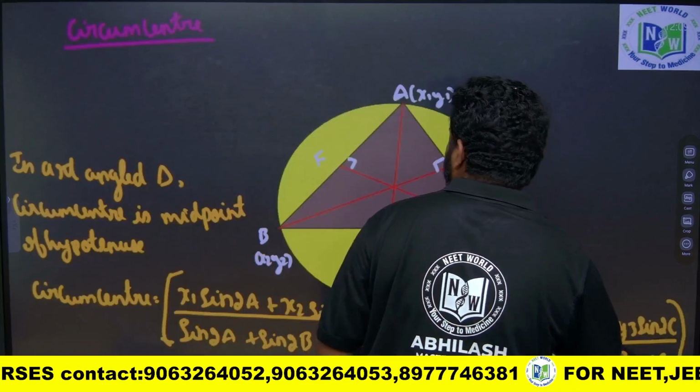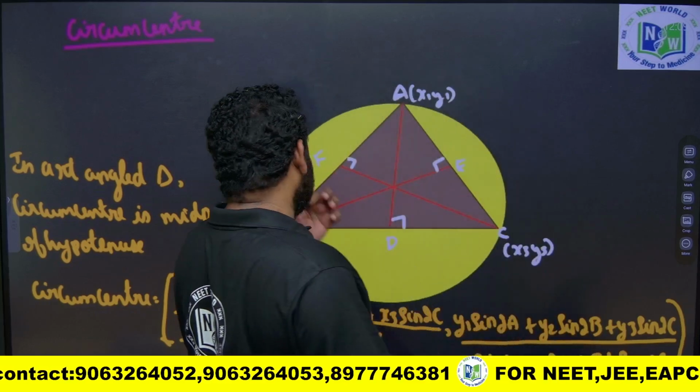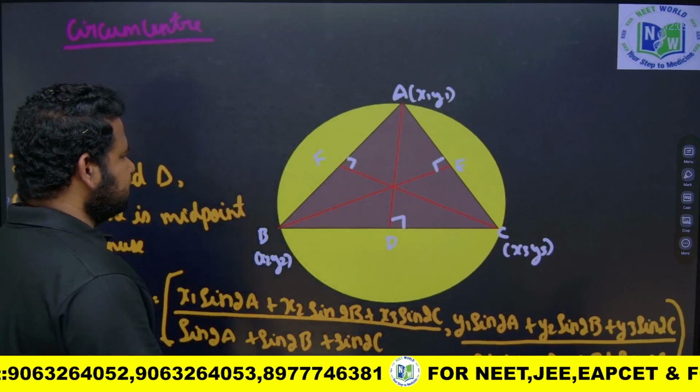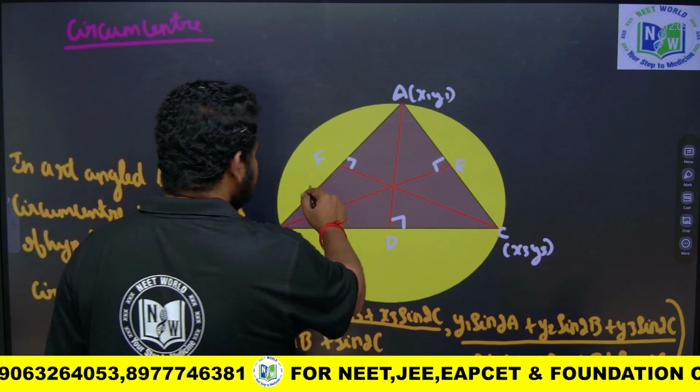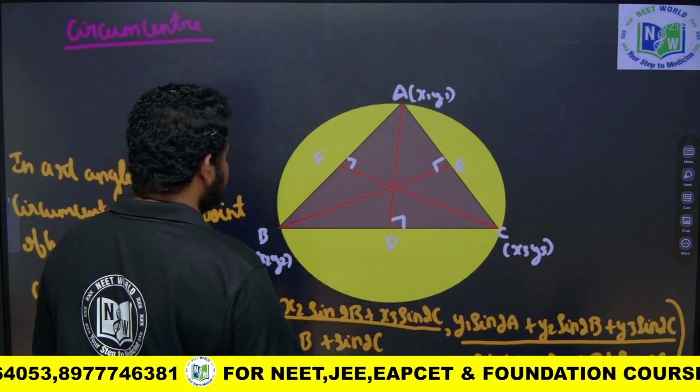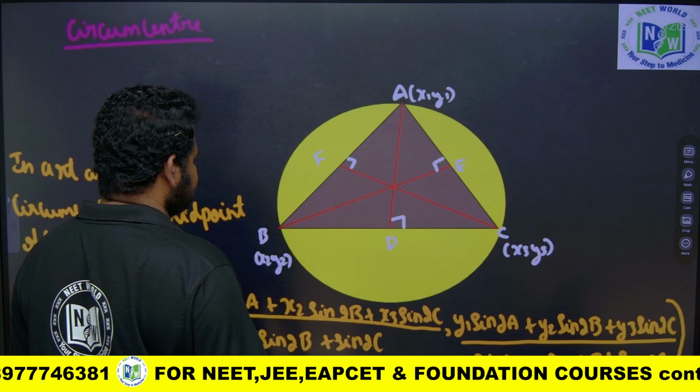Next, circumcenter, very important. Circumcenter is the point of intersection of perpendicular bisectors. These are perpendicular also, bisecting the opposite sides also. So its coordinates are given by x1 by 1, x2 by 2, x3 by 3.